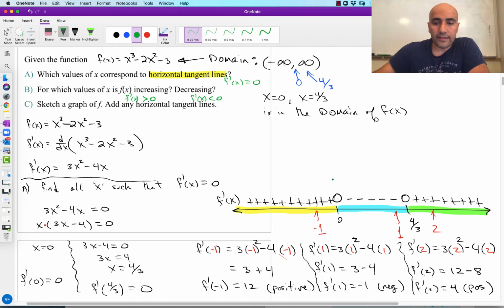Again, just to highlight, this right here means that f prime of 0 equals 0. And this one means that f prime of 4/3 equals 0. And then in this zone right in here, we're saying that f prime of x is going to be greater than 0.